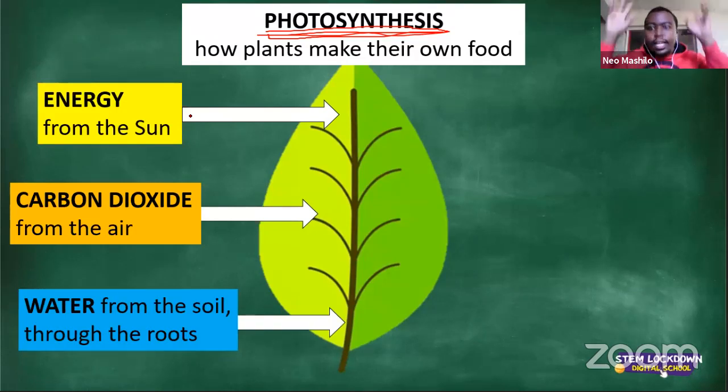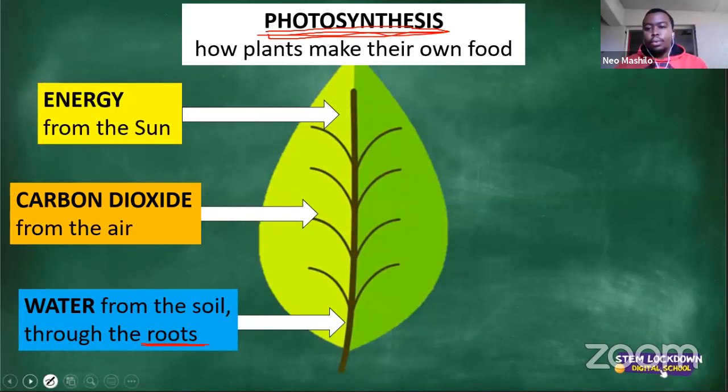So if it rains and the water is on top of the leaves, that water does not go inside the plant. It's only taken into the plant if it goes to the roots. So that's why plants need to have roots, or plants are in the soil, because in the soil, that's where they can get their nutrients.